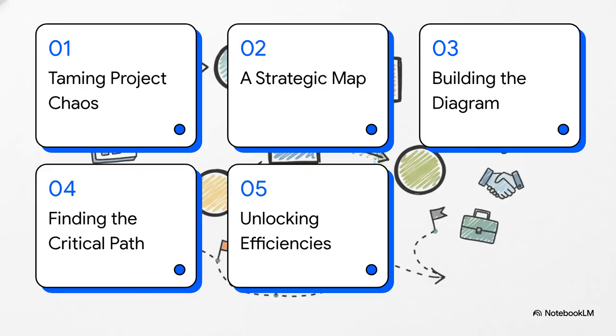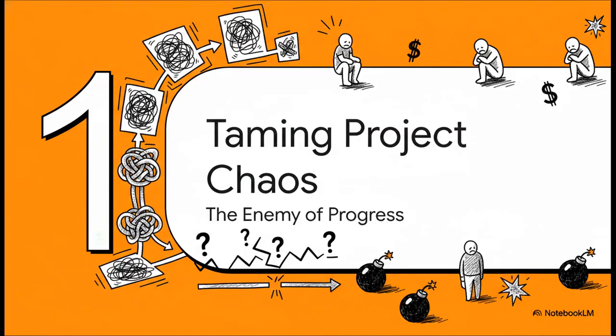So, we're going to approach this just like a top-tier consultant would. First, we'll define the problem, taming that project chaos. Then, we'll introduce the solution, your strategic map. We'll get our hands dirty and actually build the diagram in 5 steps. After that, we'll find the single most important route through it, the critical path. And finally, the fun part. We'll figure out how to unlock efficiencies and make that path even faster. Okay, Section 1, Taming Project Chaos.